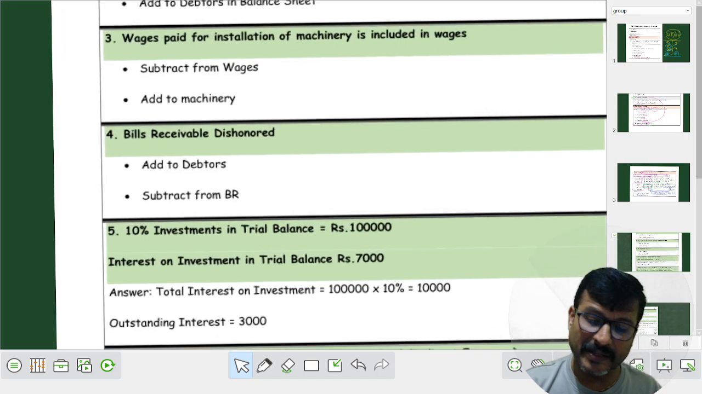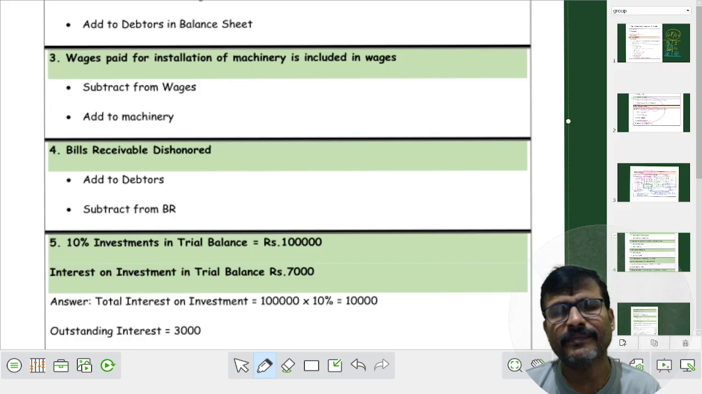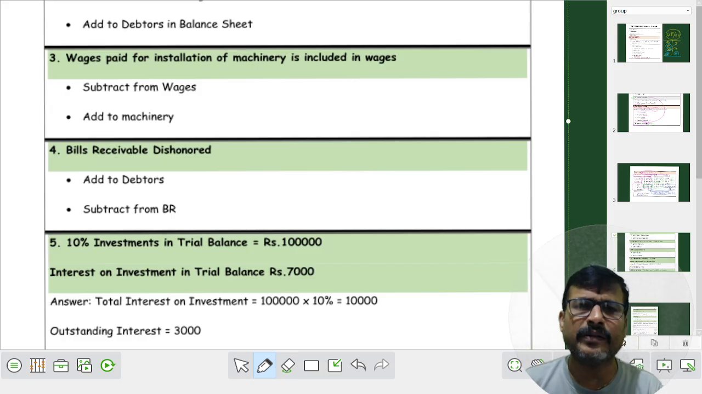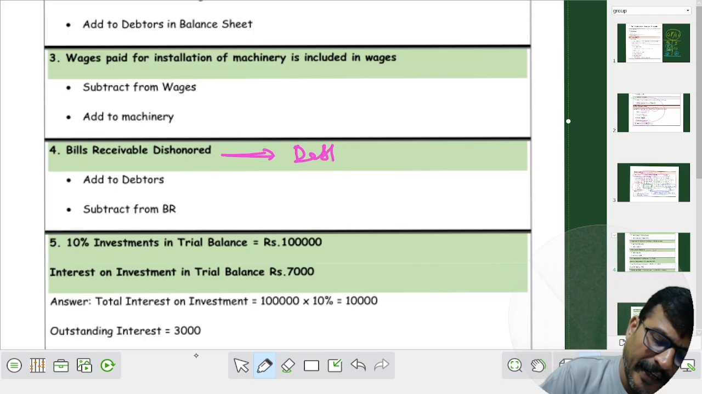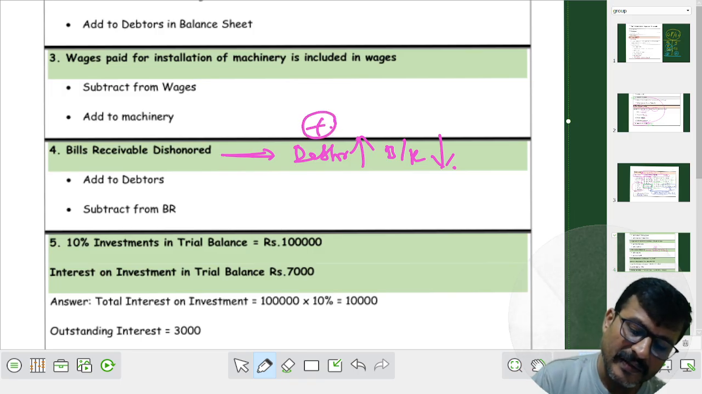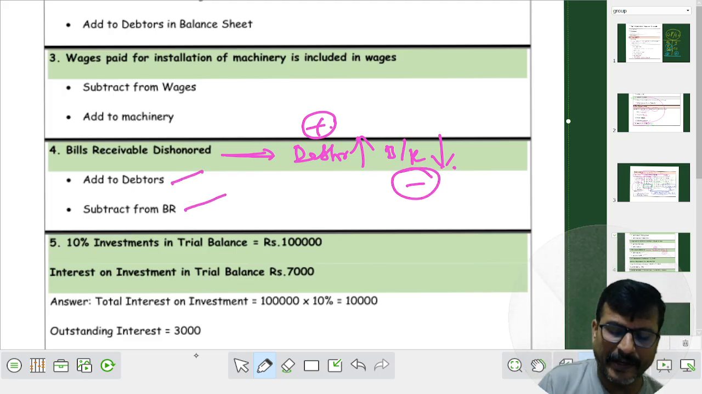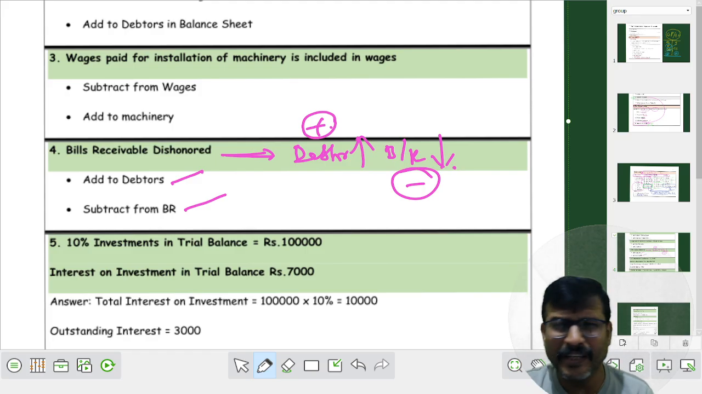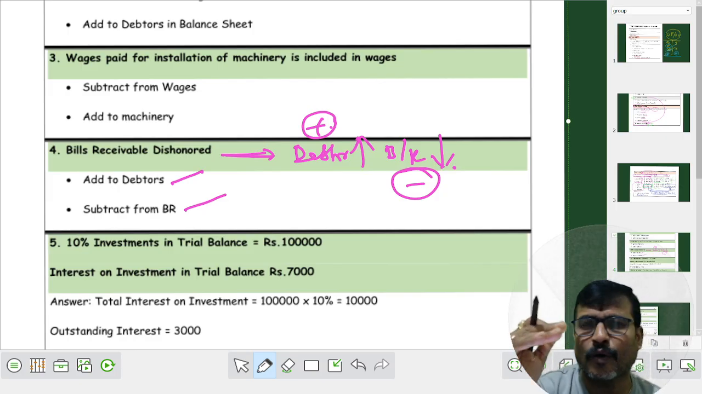Like that, so many points are there. Please concentrate. What happened here? Bills receivable dishonored. This is from the bills of exchange chapter. When your bills receivable are dishonored, please remember your debtors increased, your bills receivable decreased. What to do? Debtors plus, bills receivable minus. That's what I have mentioned. Add to debtors, subtract from BR. See, whatever points I am explaining in final accounts, it is the last step of your accounting cycle.